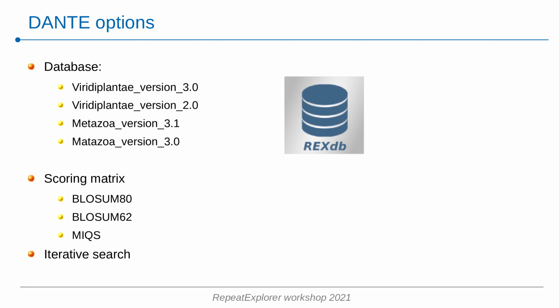In most cases, default values will work best for most of the DANTE species, but if you are analyzing a metazoa genome, you need to change the RexDB database accordingly. However, you should be aware that the metazoa database is not as comprehensive as the DANTE database. If your species is evolutionarily distant to species covered in the RexDB database, you might consider testing search with a BLOSUM62 scoring matrix, or even using iterative search.